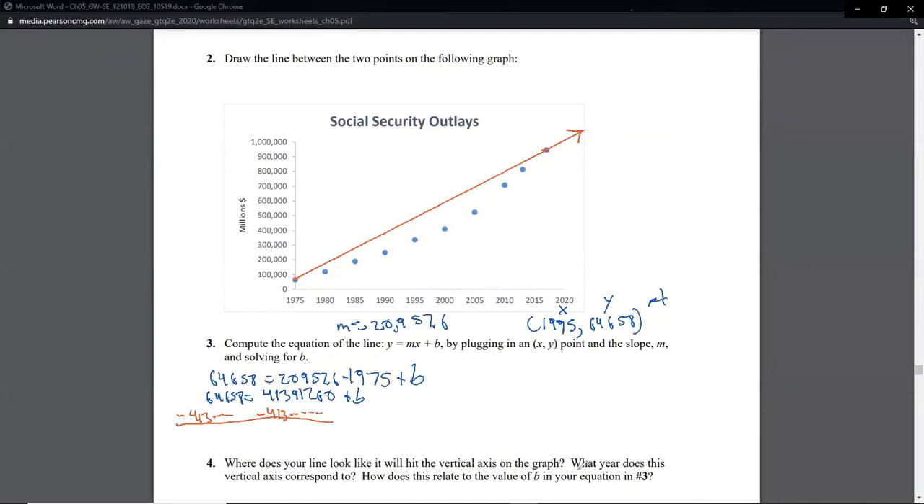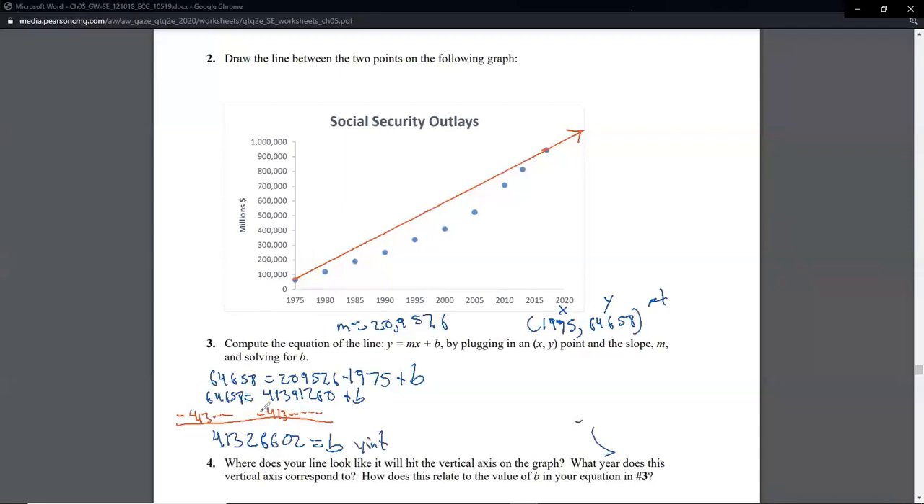And then if we subtract 64,658 minus that, 41,391,260. Hold on, I just typed it in my calculator. You get 41,326,602. Okay, that's right. So that's our B, that's our y-intercept.